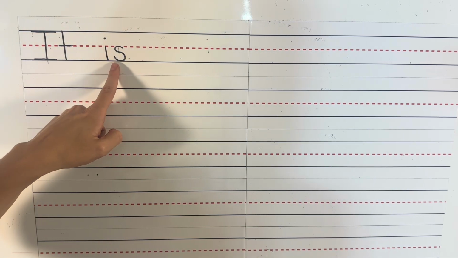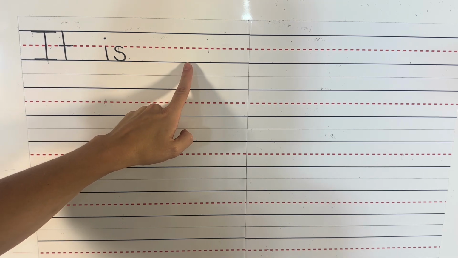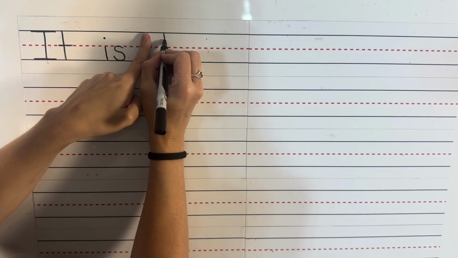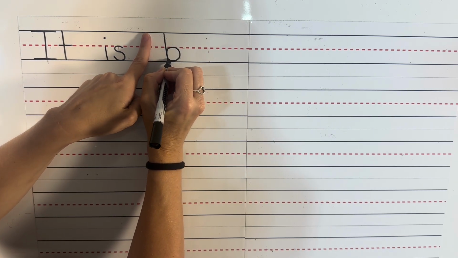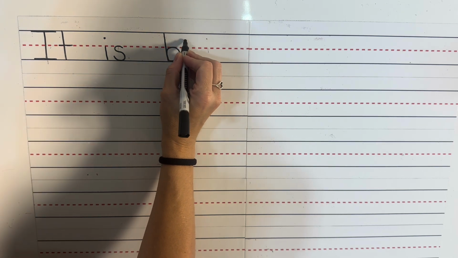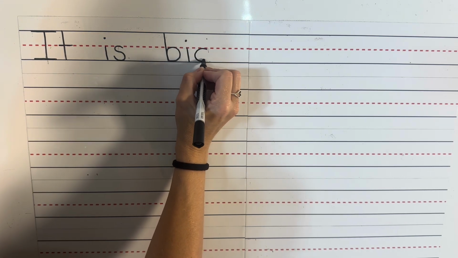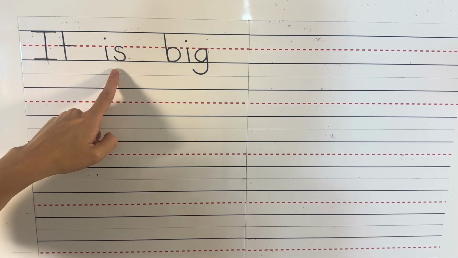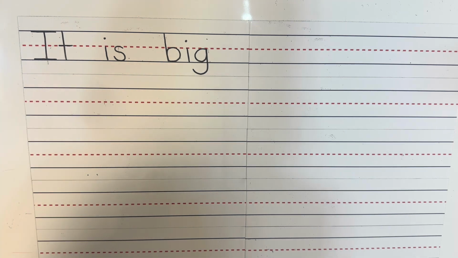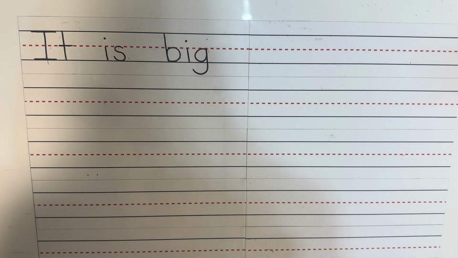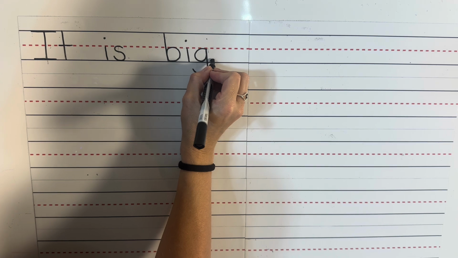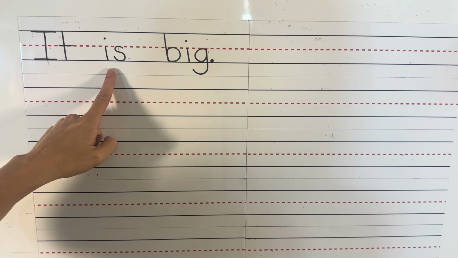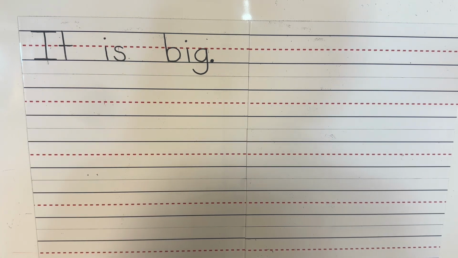It is big. Make sure to leave a finger space. B, I, G. It is big. Am I done? No. I need a period. Every sentence needs punctuation. It is big. Excellent work today, friends.